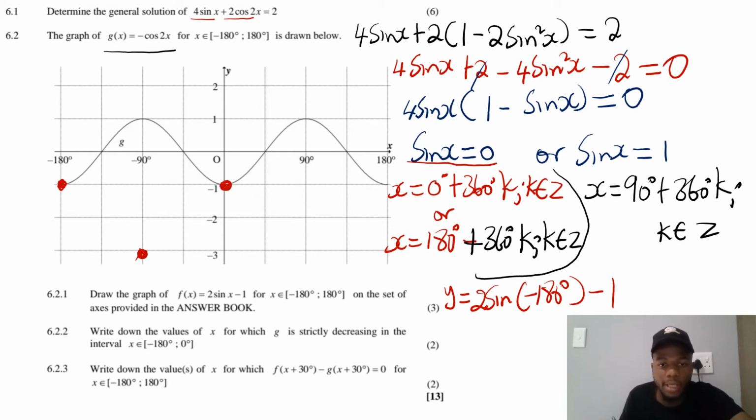If you substitute 90 degrees where there's x, 2 sine 90 degrees minus 1 will be 2 minus 1, which is 1. Then if we substitute 180, this is the last value of x, 2 sine 180 minus 1 is 0 minus 1, which will be negative 1. So we are left with joining all those points together so that we can find our answer.